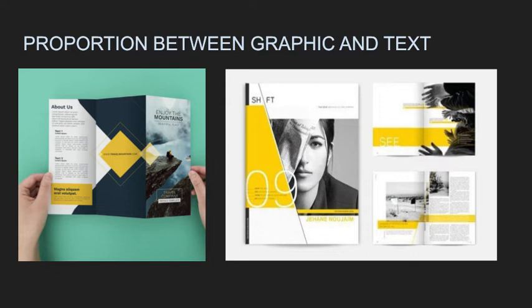Proportion between graphic and text: make everything pleasing to the eye, creating continuity and union between the components of the work. Do not choose images with poor quality. Choose clear images that are not pixelated to make your work better. You can also use apps to make them.